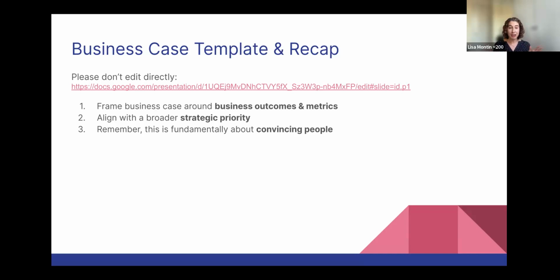And to recap what we talked about today, remember to frame your business case around business outcomes and metrics, align with a broader strategic priority. But remember, this is fundamentally about convincing people.